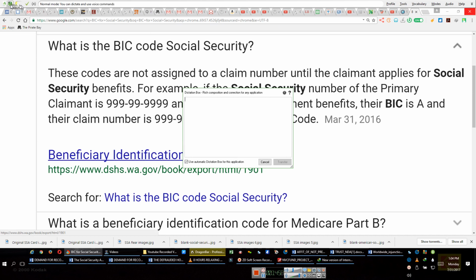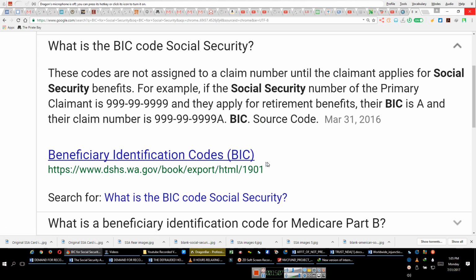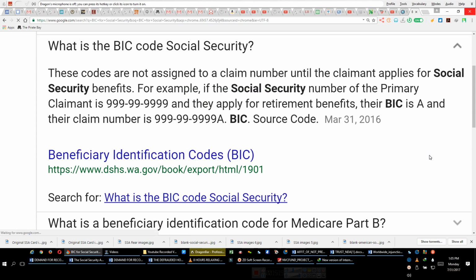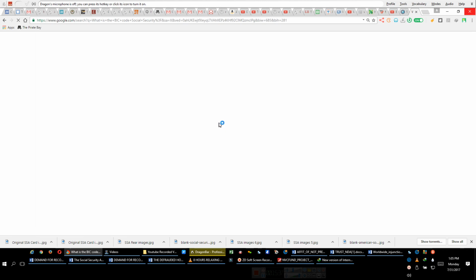Sorry, that comes on from time to time. And I had it on standby, so it heard me say something. What is the BIC code for Social Security? Okay. Beneficiary identification code, ladies and gentlemen. You know what I'm thinking? Notice this. It says BIC is A, and they apply for retirement benefits. Their BIC is A. Ladies and gentlemen, I think we do need to add the BIC code.